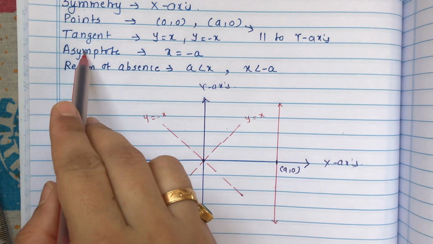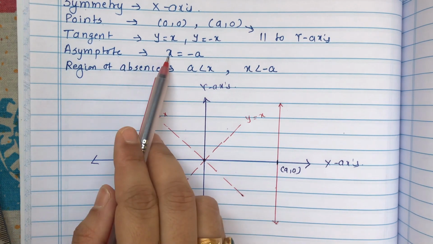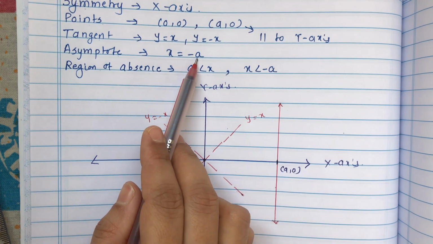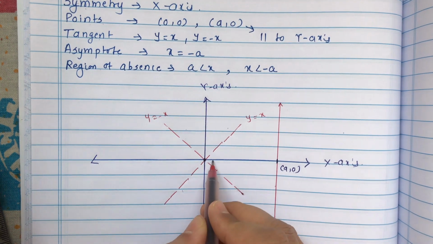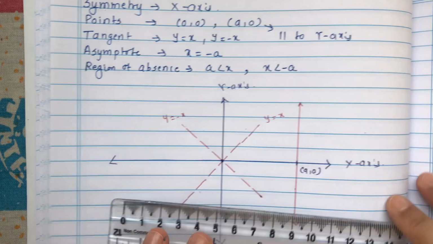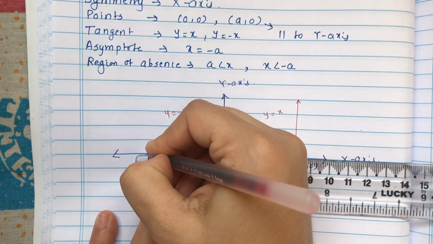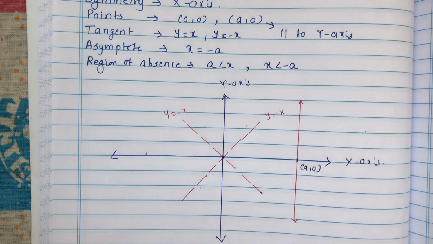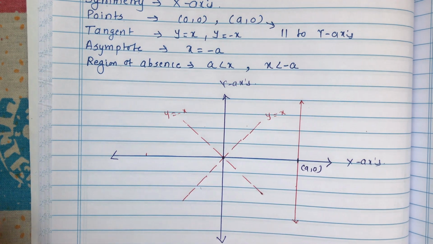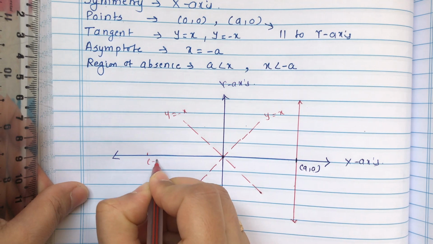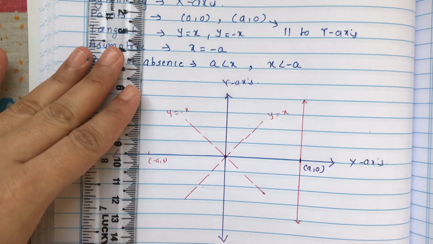Next we will check the asymptote. There exists an asymptote which is x is equal to minus a. Again, if this distance is a, which we have taken as 4 centimeters, I will take the same here. So this will be our minus a point, minus a comma 0. So again I will draw the line here.